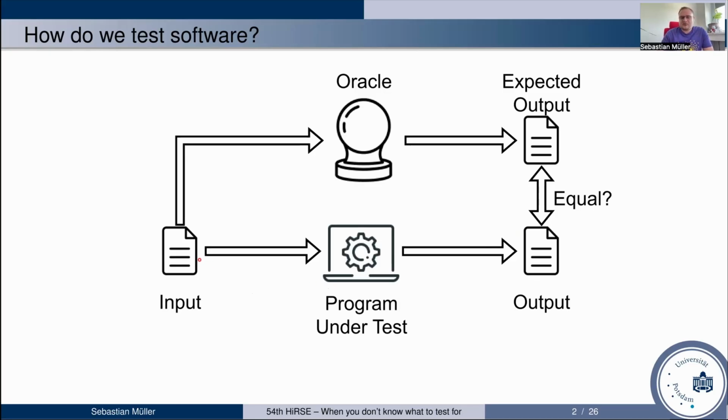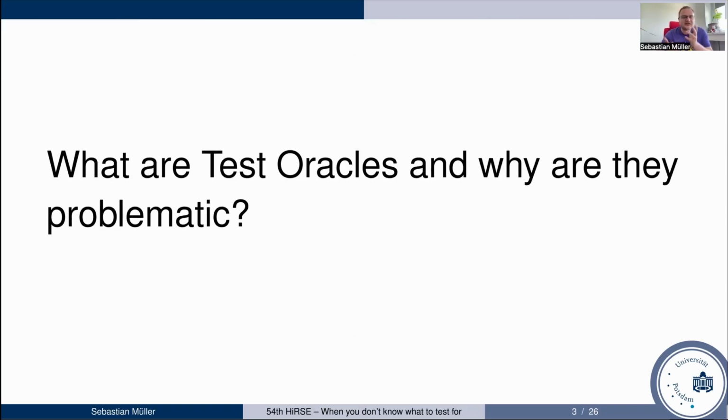To answer that question, we can take our input, run it through what is known as this oracle, our crystal ball that we need to look into, and generate what is known as this expected output. And usually the check that we're running in the end is, are those two things equal? So when I say oracle, this crystal ball, this is quite fuzzy, and the question immediately becomes, okay, so what are these test oracles? And as a follow-up question, why can they be problematic?